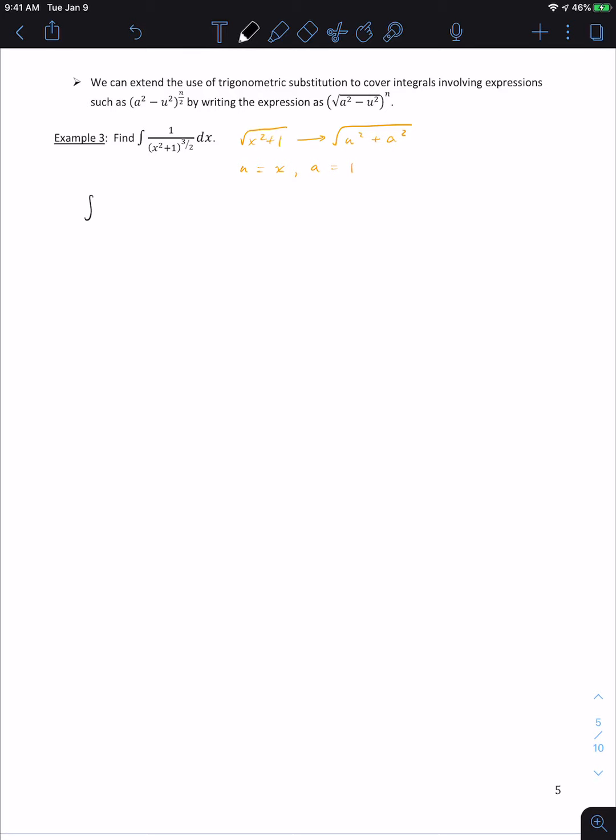So this integral, we can go ahead and rewrite it so you can see what I mean. This looks like x squared plus 1 to the 3/2 dx. Well, this is really 1 over the square root of x squared plus 1 cubed, dx. So if we figure out what these pieces are, what the square root is, which we're going to do by the trig, and what dx is, which we're going to do by the trig, we can still do a substitution.